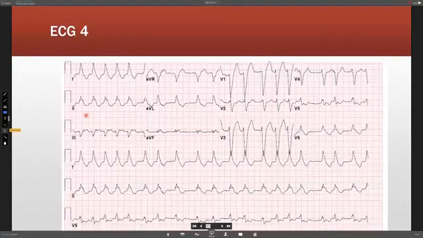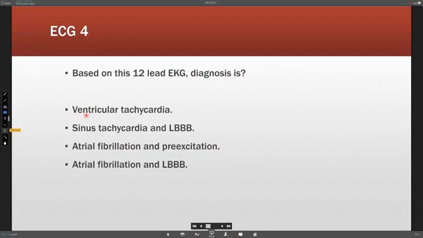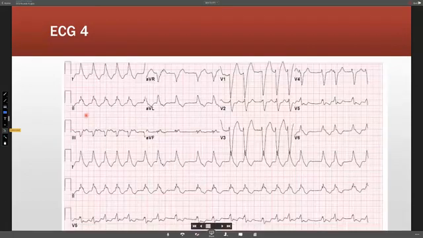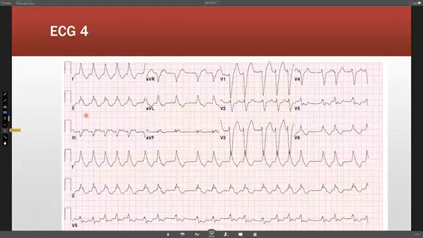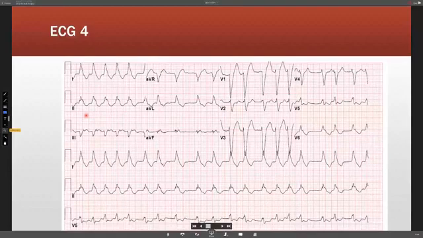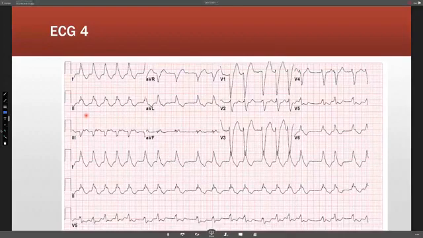I don't have much history, but I just wanted to show you the EKG finding. So based on this EKG, what is the likely diagnosis? Ventricular tachycardia, sinus tachycardia with left bundle, atrial fibrillation and pre-excitation, or atrial fibrillation and left bundle branch block. So it's a wide complex. It's irregular.